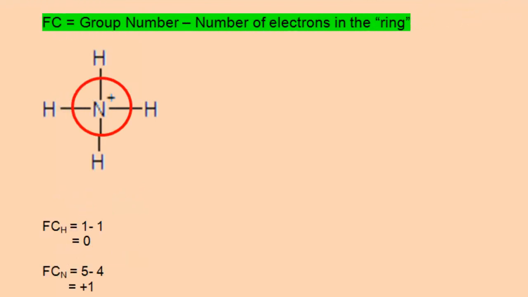Now we'll do ammonium using the alternative method. The formal charge on the hydrogen is exactly like before. Now in this case, the ring around nitrogen only has 4 electrons. So in this case, it's 5 minus 4. And the formal charge on nitrogen is +1, which is consistent with the other method.